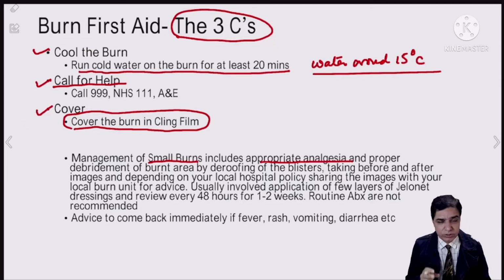So remember, first it's very important to run cold water for 20 minutes, then call for help, go to the local emergency department, and meanwhile you can cover the burn in cling film.